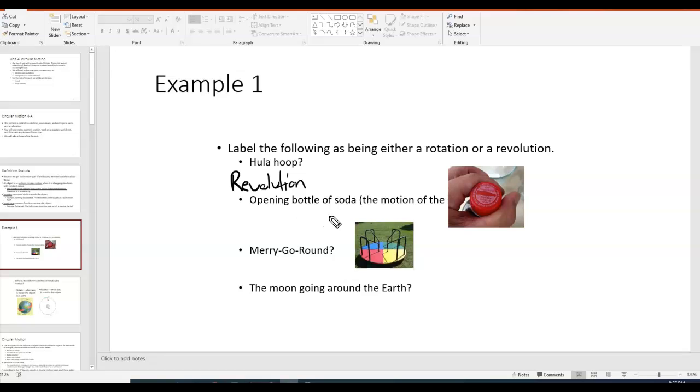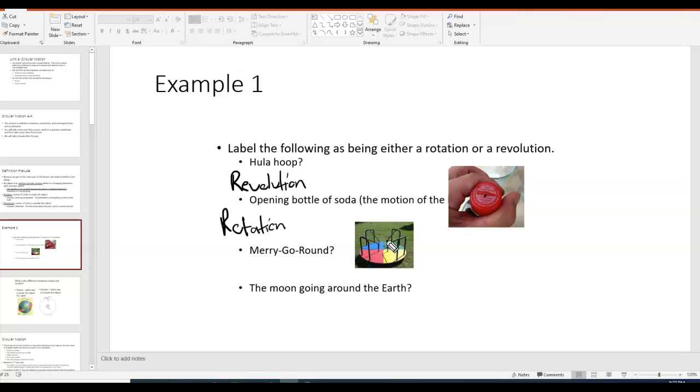Now, opening a bottle of soda. When you twist the lid, is that a rotation or a revolution? Well, here's the lid. The center of the circle is right in the middle of the lid, right? Obviously. So that would be an example of a rotation because the center of the circle is inside the object.